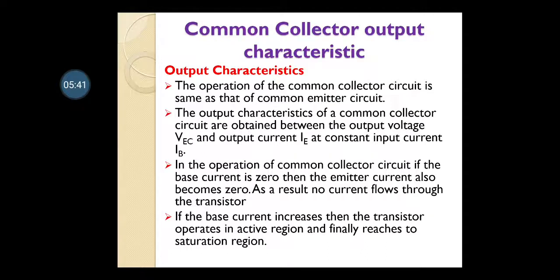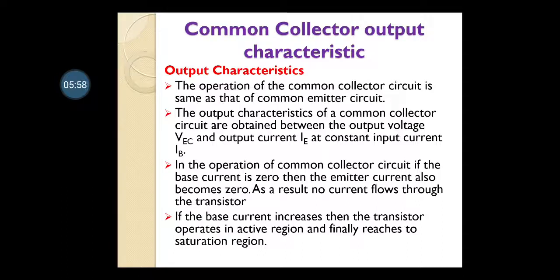So the operation, the output, of the common collector circuit is the same as that of the common emitter circuit. That is what I said. It looks the same as the common emitter characteristic. The output characteristic of a common collector circuit is obtained between the output voltage and the output current at constant input current IB.